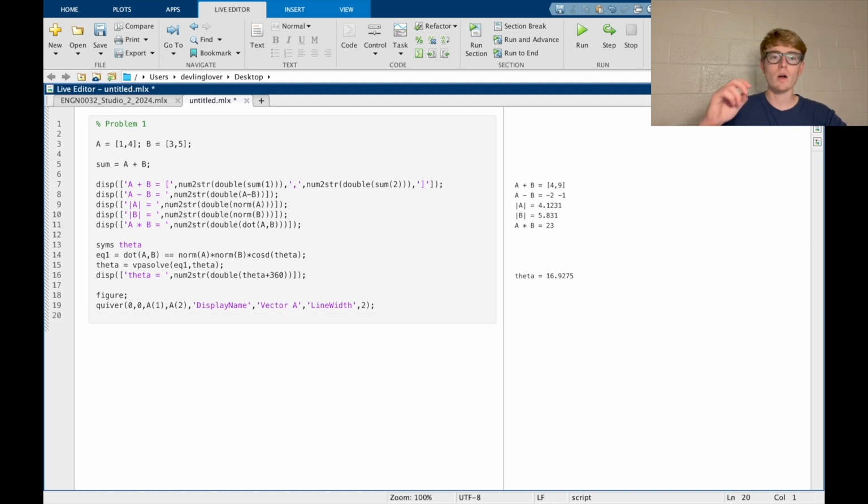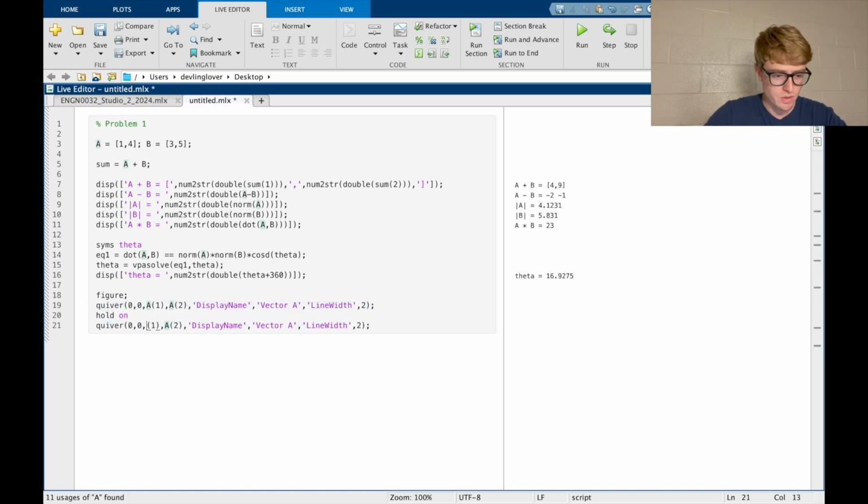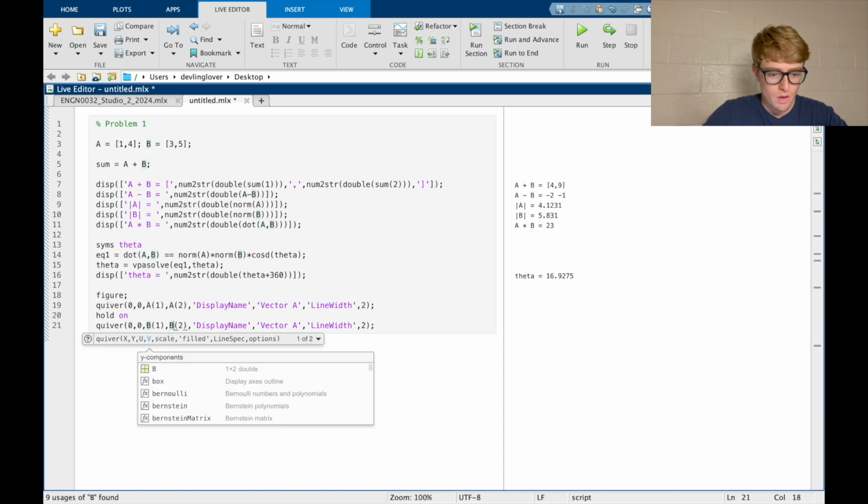Okay, and then I want to plot the second vector, B, so I'm going to call hold on, which is super important to plot multiple things on the same figure. So make sure to point that one out. And then I'm going to call quiver again. So I'm just copying and pasting it.